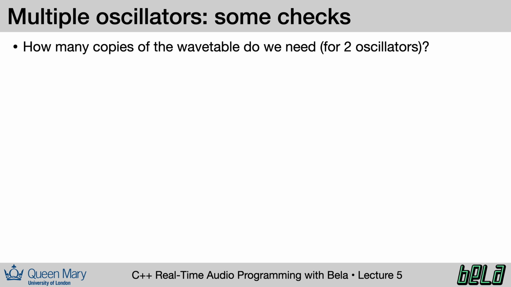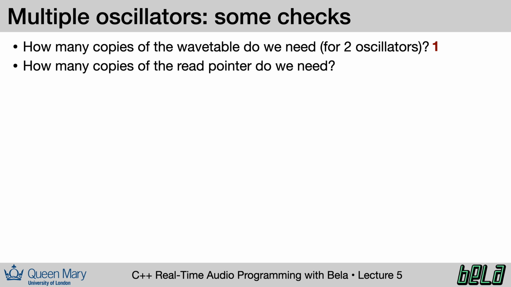So let's review some basic questions. How many copies did we need of the wavetable itself, that is to say the buffer and the samples within it? For two oscillators, we saw that we still only needed one wavetable, and we could just look into it at two different places. So how many copies of the read pointer did we need to look inside of the wavetable? Well, each oscillator needed its own read pointer, so we needed two read pointers to implement two oscillators.